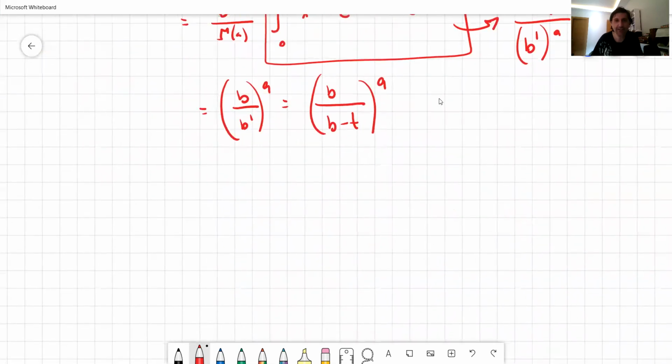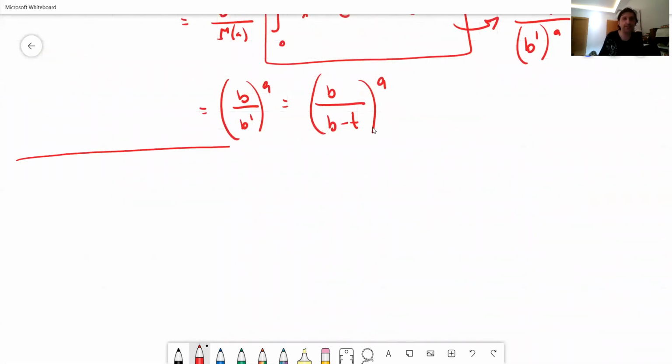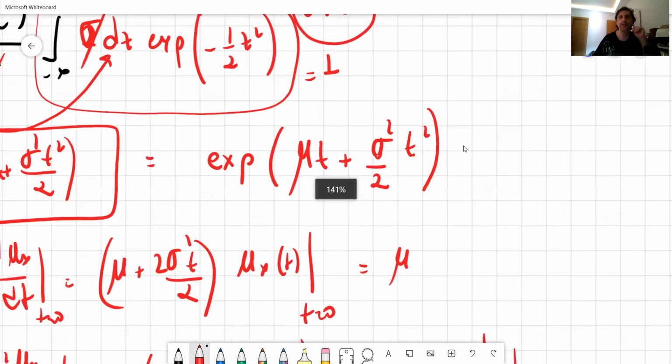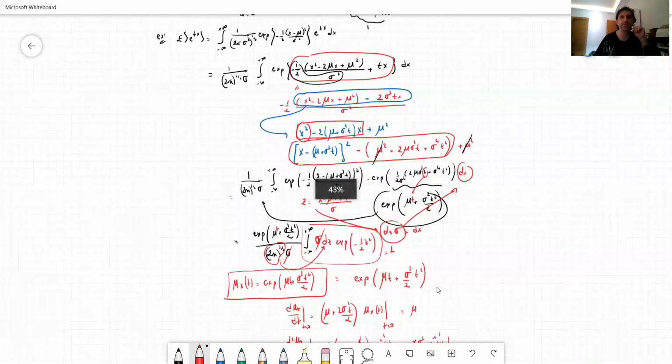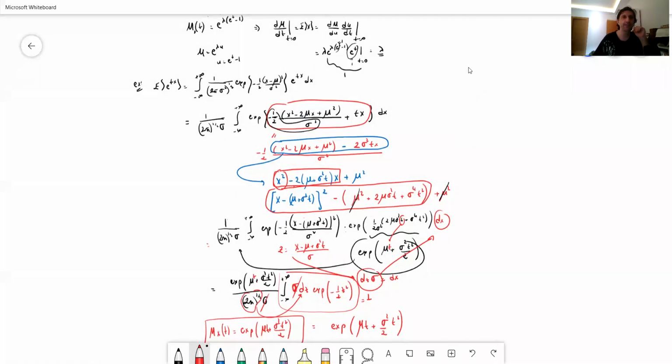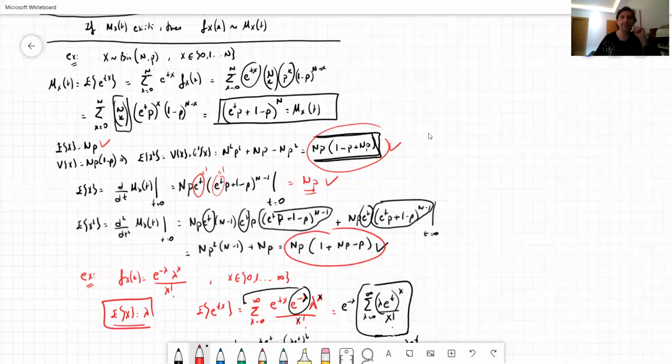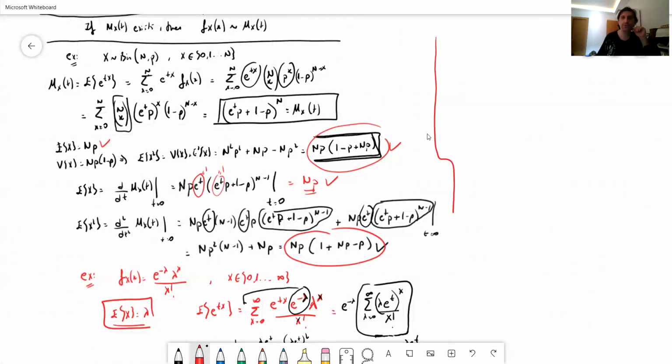Now, how can we use these moment generating functions? Let's start with a very simple example. Let's say that we have two binomial processes. Corresponding to the binomial process example, maybe I can show it on the right hand side. Since I have already derived it here, I may continue from this part.